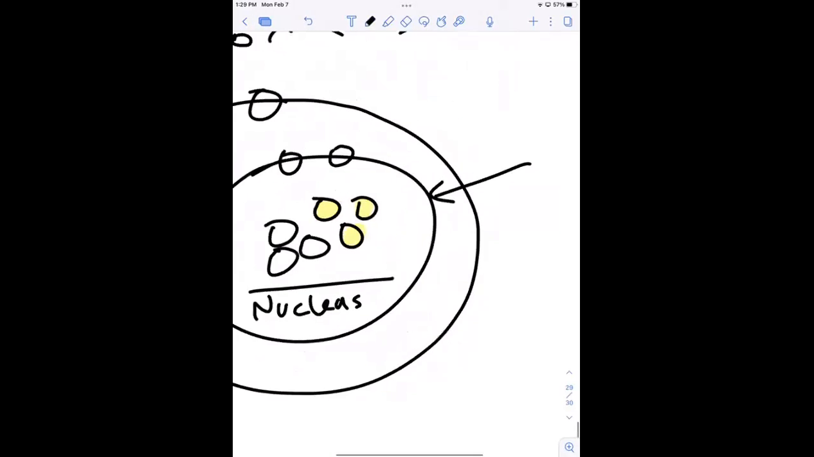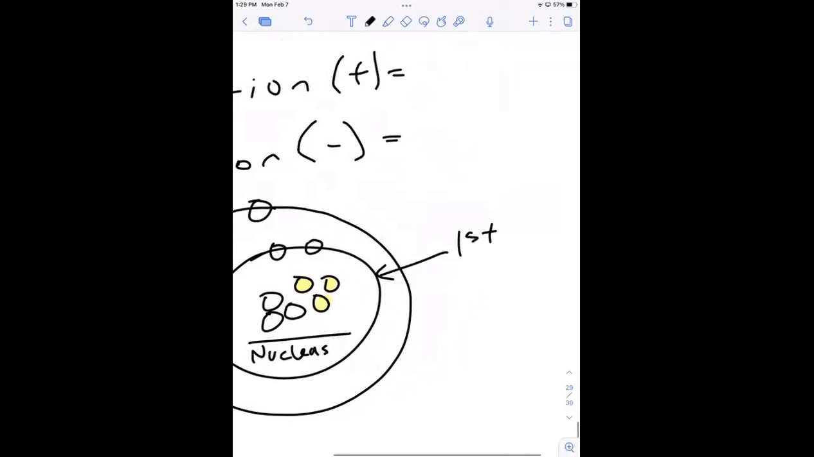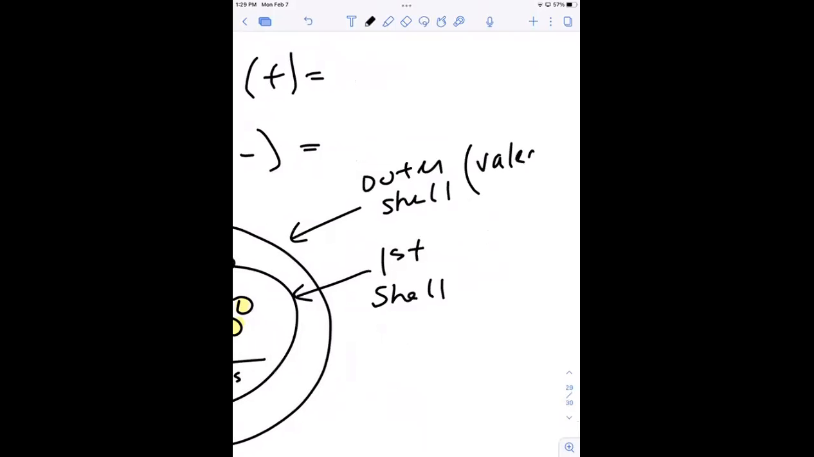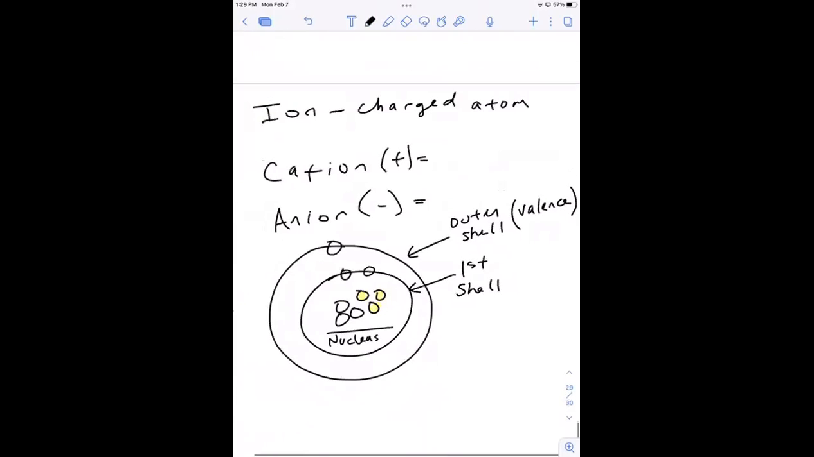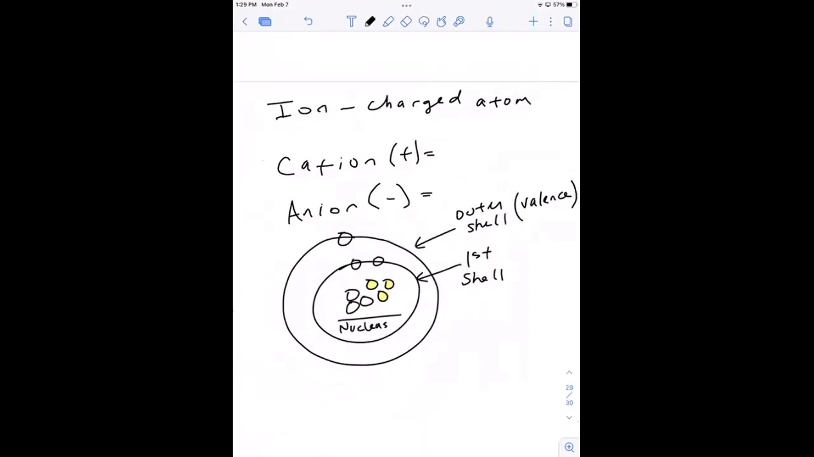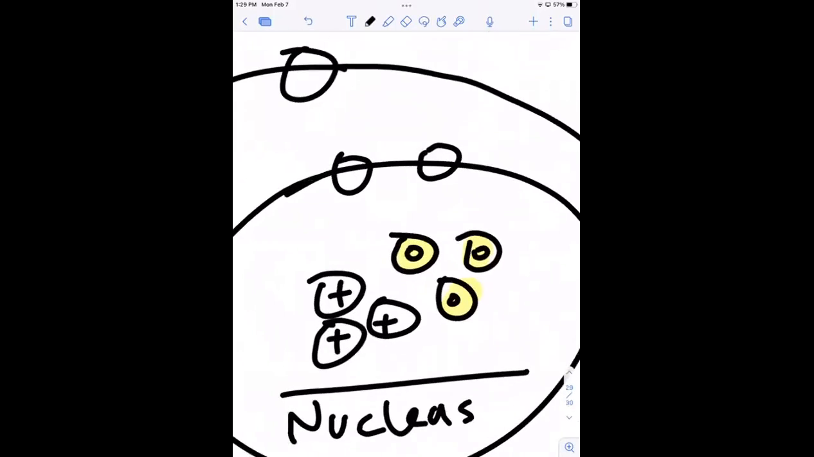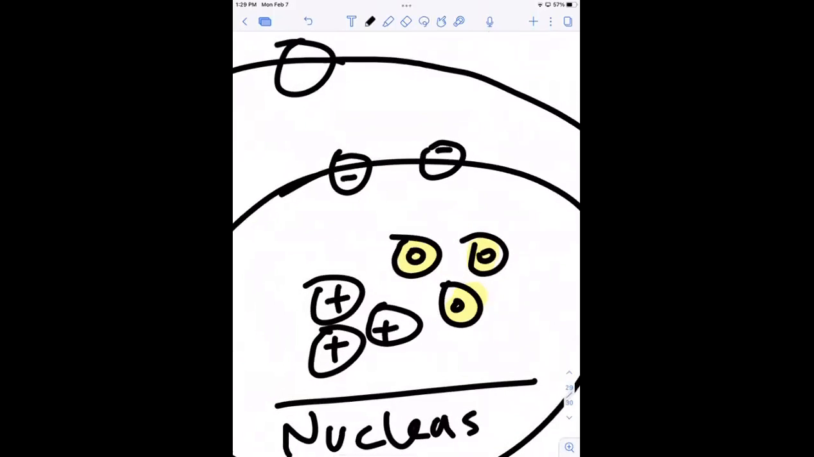So again, with the nucleus being here, and then this being the first shell, we're going to talk a lot about this, so don't panic if it doesn't click right away. And then this being the outer shell, we call that outer shell the valence shell. It's the furthest shell away from the nucleus. So you've got 3 protons. Let me put some plus charges in here. 3 neutrons. And I'm just making this up, by the way. And then if you've got 3 protons, you've got to have 3 electrons.